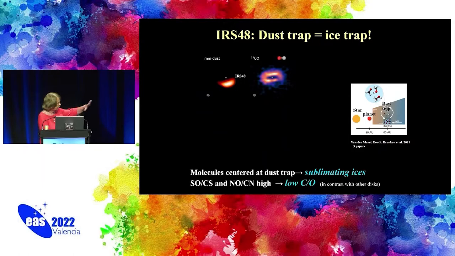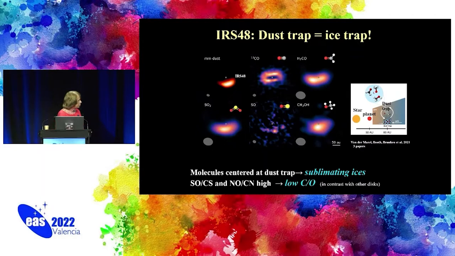But that's carbon monoxide. Now let's look at other molecules. Formaldehyde, SO2, SO, methanol, even other molecules. You see that they are not symmetric. They're sitting here, offset from the star, exactly on that dust trap. And so that means that this dust trap is not just a dust trap. It's really an ice trap. And that ice trap is starting to sublimate here and bring the molecules back into the gas phase exactly at that edge. And we can now also determine the composition of it.